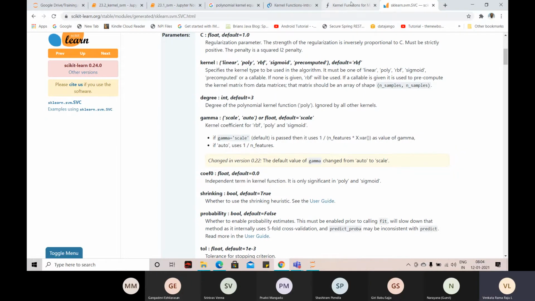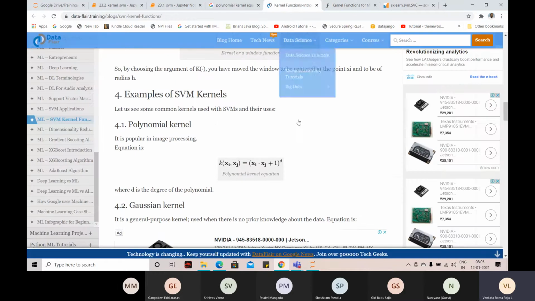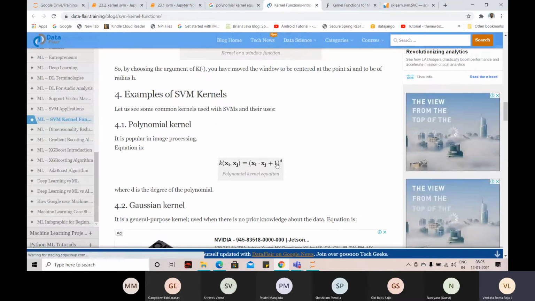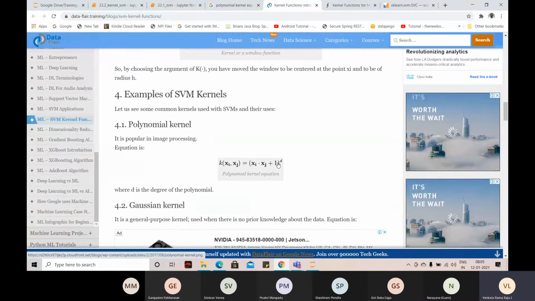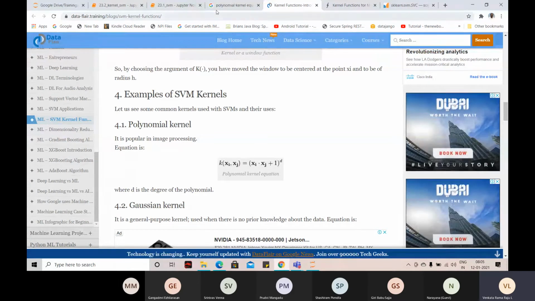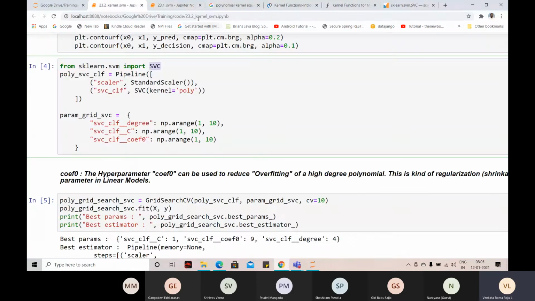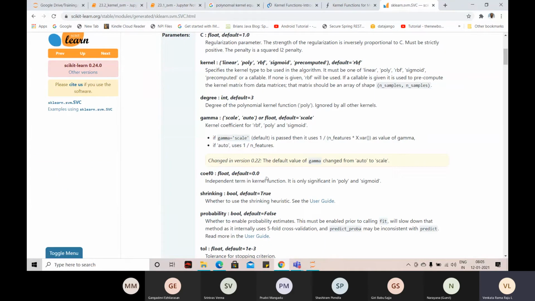In polynomials, here this is 1. If you want to change it, you can change it. If coef 0 is given a different number, it will take that. That is the independent term. Okay, got it? Sorry to confuse you. Gamma is the regularization parameter, which actually tries to make the model smoother. Got it?